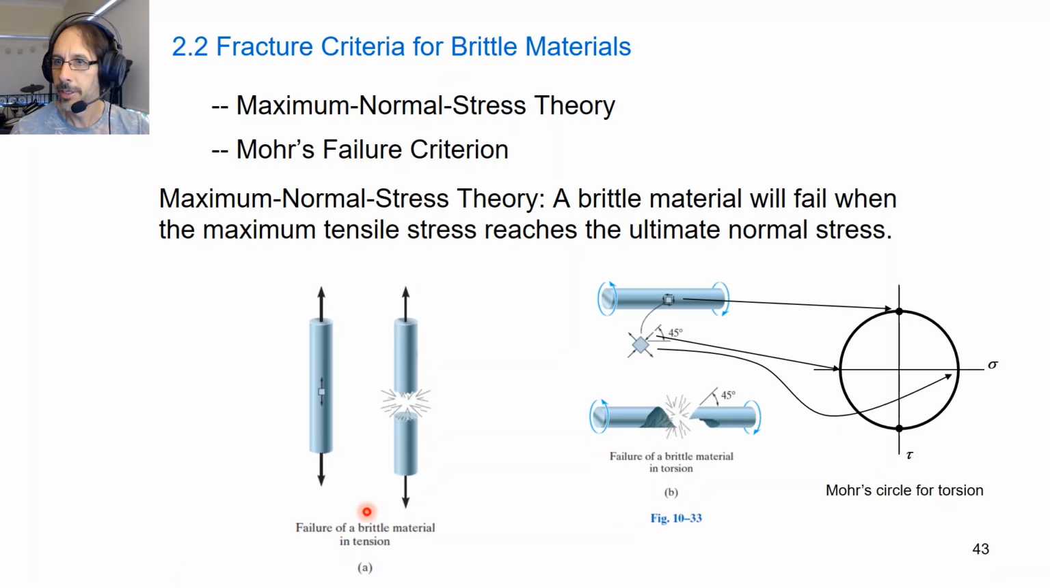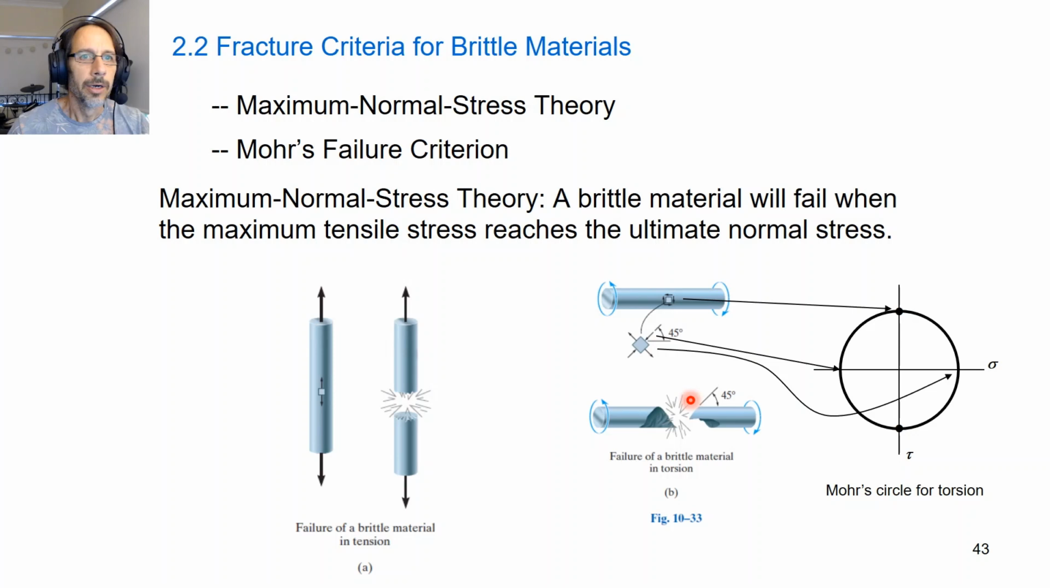So what I'm going to do here, usually in class, I do a simple demonstration with a piece of chalk. Now this is my only piece of chalk. I haven't had a practice run. So we'll see what happens here. So I'm going to twist this. Okay. So that worked all right. So I think you can see there that that failure surface is at roughly 45 degrees. Okay. All right.